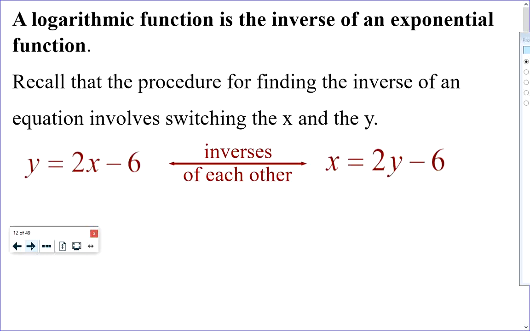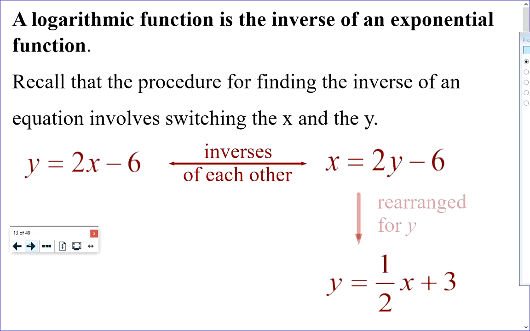The only problem is we don't like to write functions as x equals. So what we do is we rearrange for y. And rearranging this for y requires math that you've learned so long ago, you probably don't even realize that you were taught it. It just becomes natural. I'm going to add 6 to both sides and divide everything by 2. We've got to move the 6 over and divide everything by 2 to get y by itself. And you end up with y equals 1/2 x plus 3.